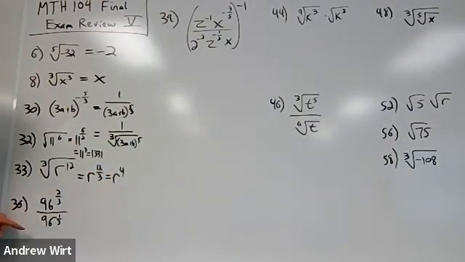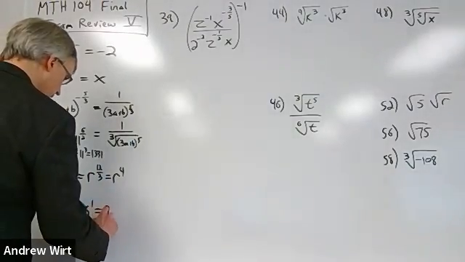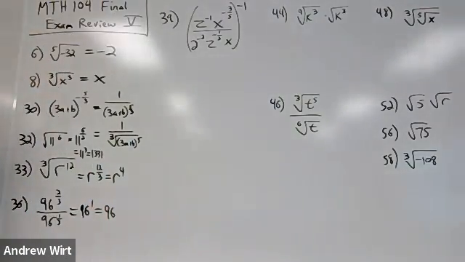All right, now next one is just properties of exponents. So we have the same base, 96. Since we're dividing, subtract the exponents. 2/3 minus -1/3 is 1. So that is 96 to the 1st power, or just 96.